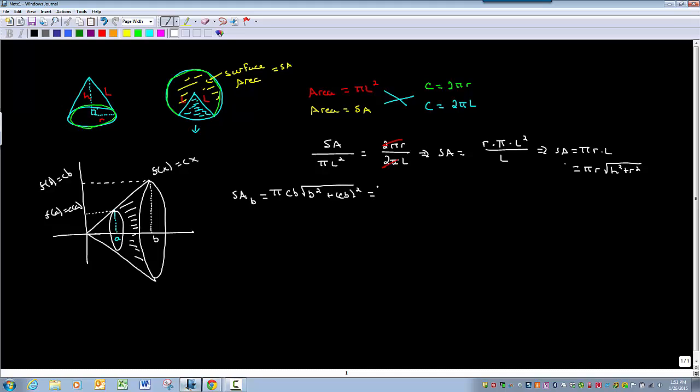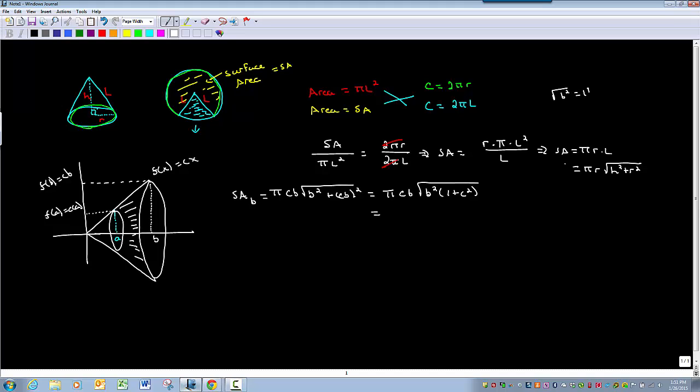Let's see if we can simplify this a little bit. I think I can get rid of a b in here, so watch. I've got pi c times b times the square root of b squared times a quantity 1 plus c squared. You see I pulled the b squared out like that. Now b is a positive number, so we take the square root of b squared.